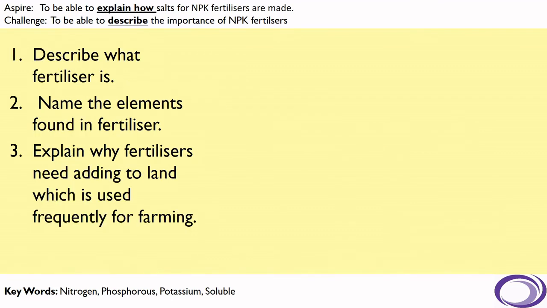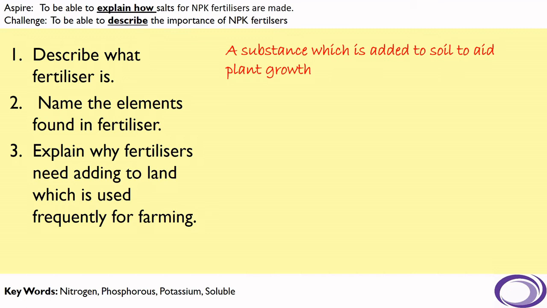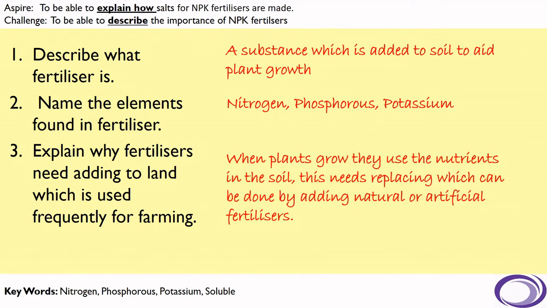Okay, so fertiliser is a substance which is added to soil to aid plant growth. The elements found in it are nitrogen, phosphorus and potassium. That's what the N, P and K stand for in NPK fertilisers. When plants grow, they use the nutrients in the soil. This needs replacing, which can be done by adding natural or artificial fertilisers.